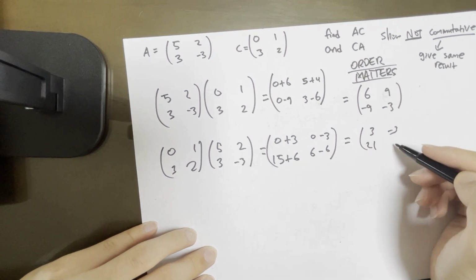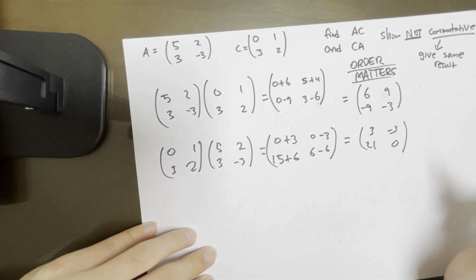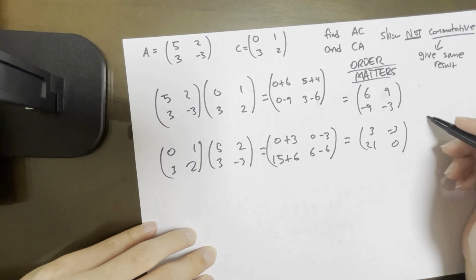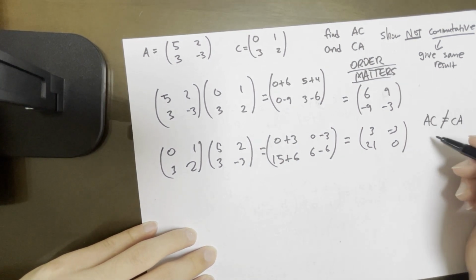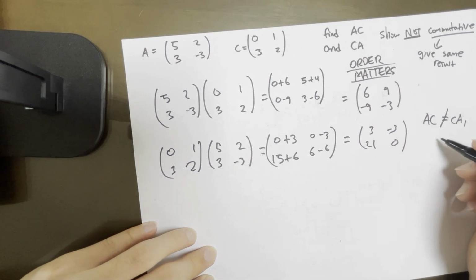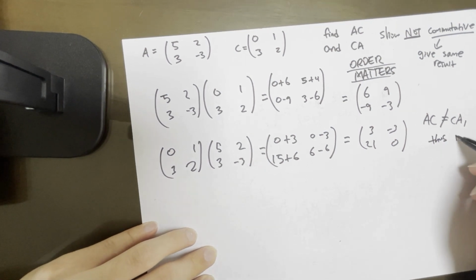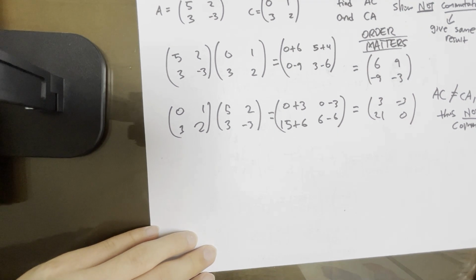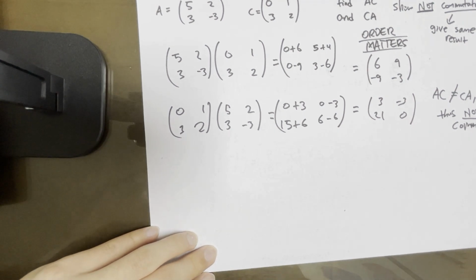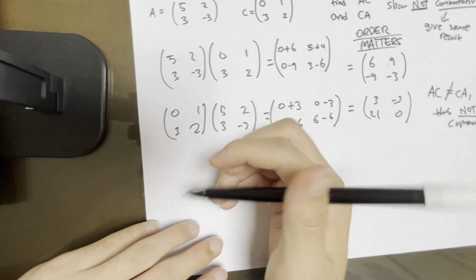21 and 0. So what does it show us? AC is not equal to CA. Therefore, not commutative. All right, we'll just do one more. This one gets a little more confusing. We're going to have square roots inside as well.